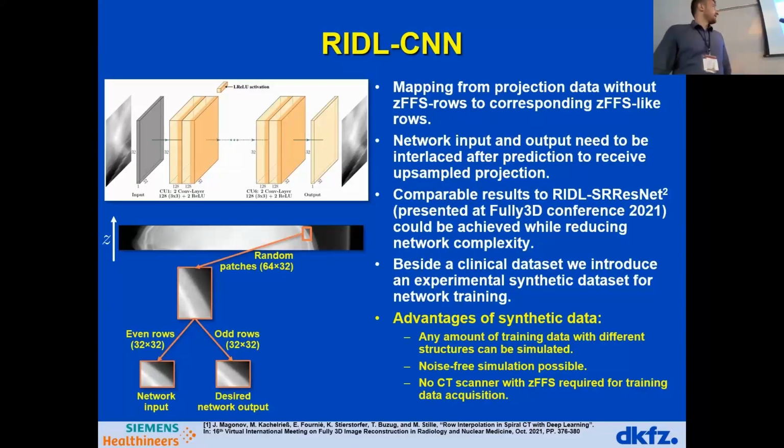Advantages of synthetic data would be that any amount of training data with different structures can be simulated, and this also noise-free. And another point is that no CT scanner that allows for Z-flying focal spot is required for training data acquisition. On the bottom left, you can also see an example of how the training patches were generated from corresponding projections from the clinical data set, and how the network input and output were selected.